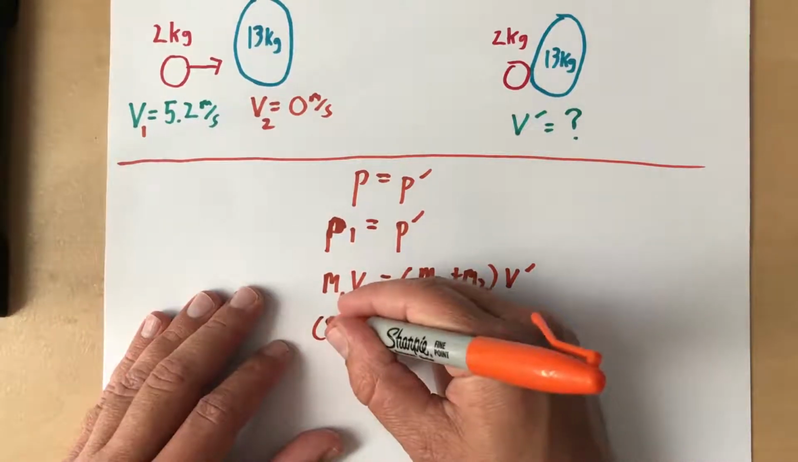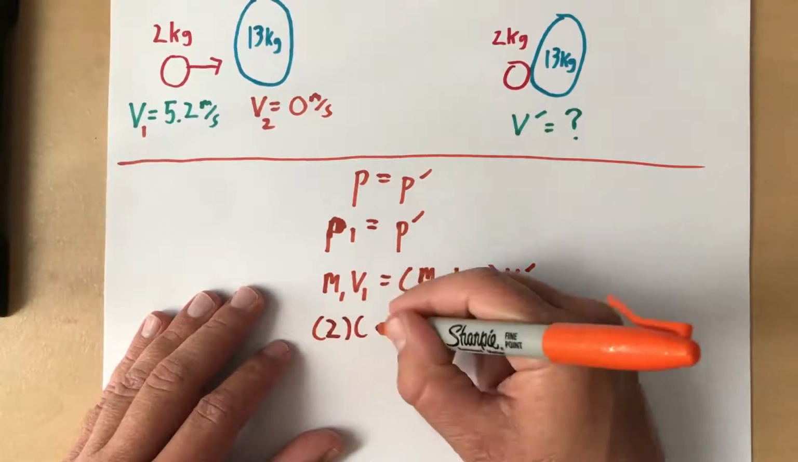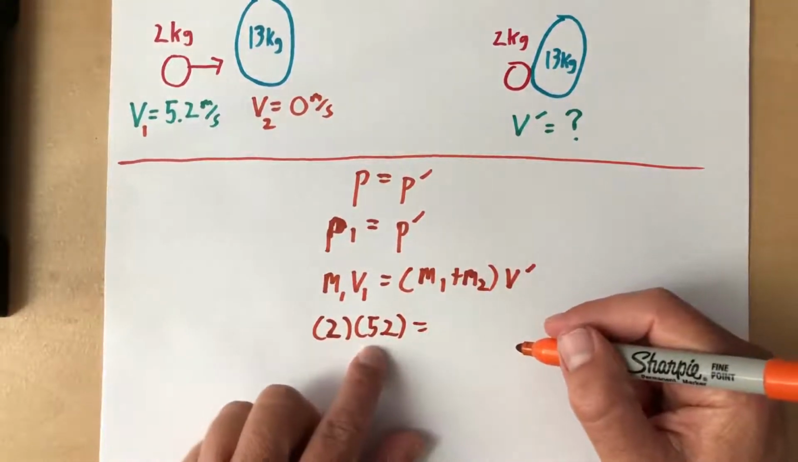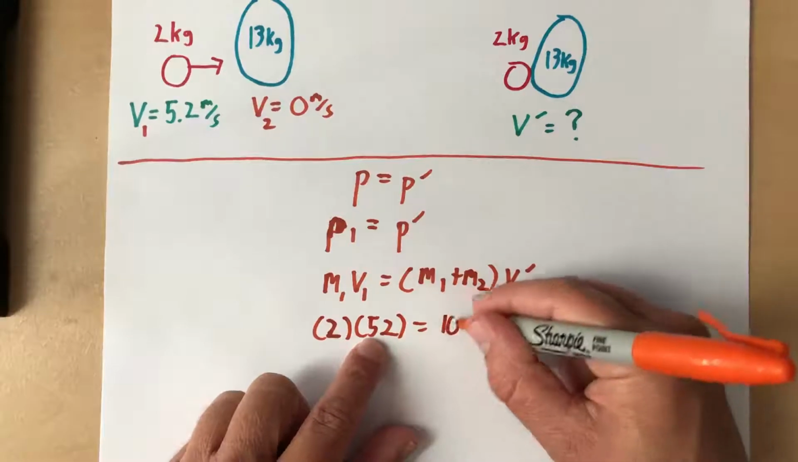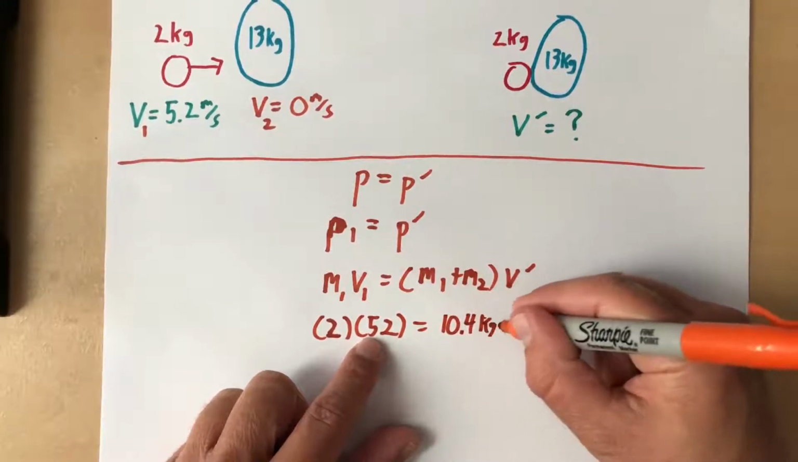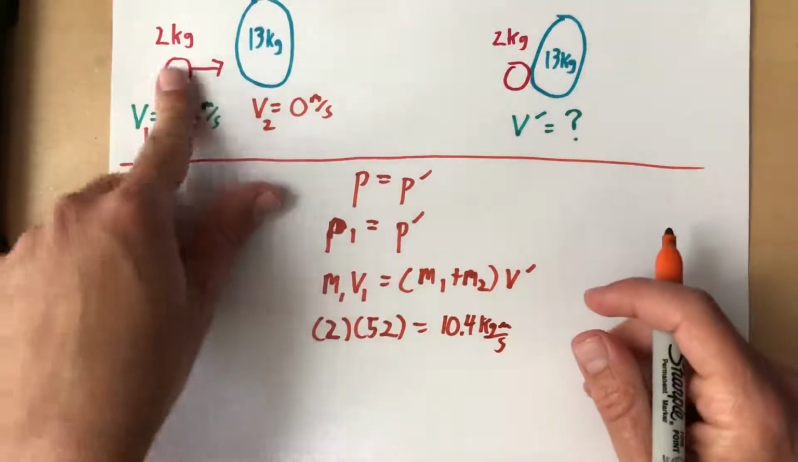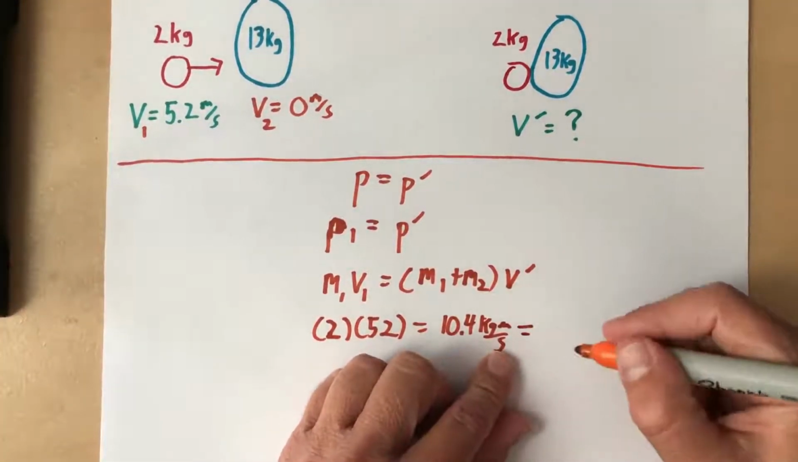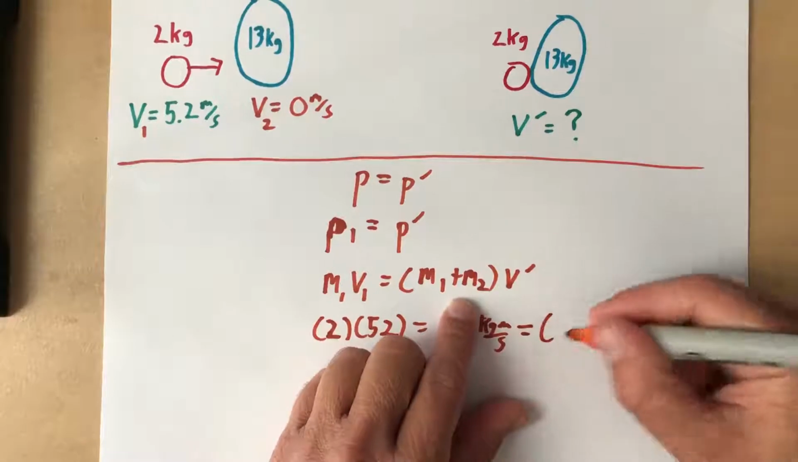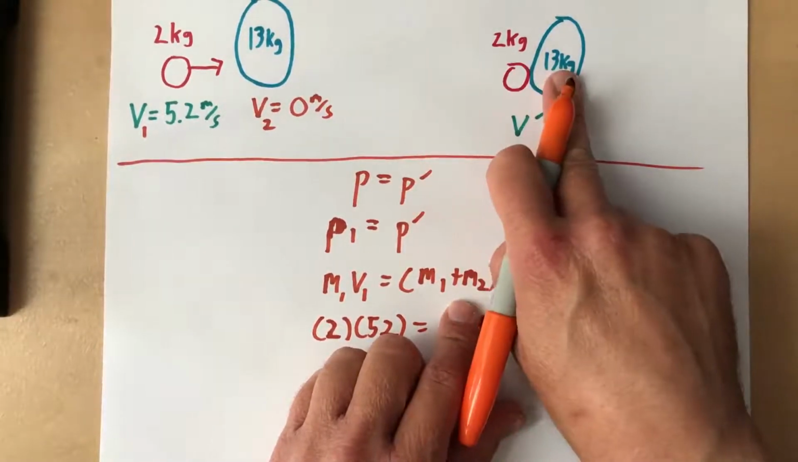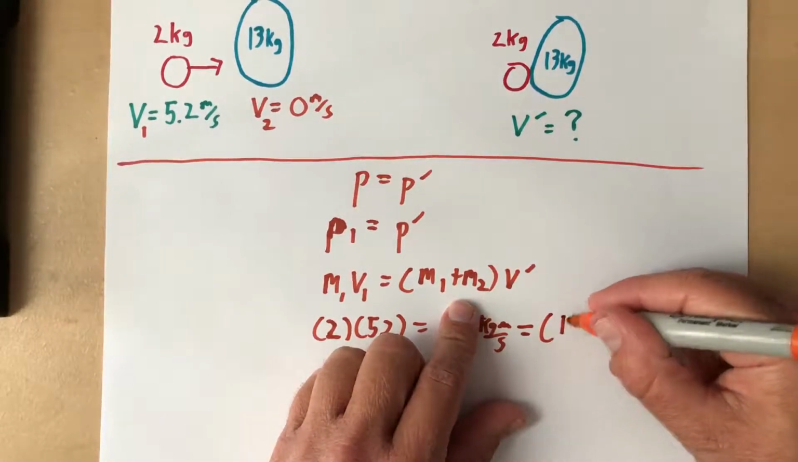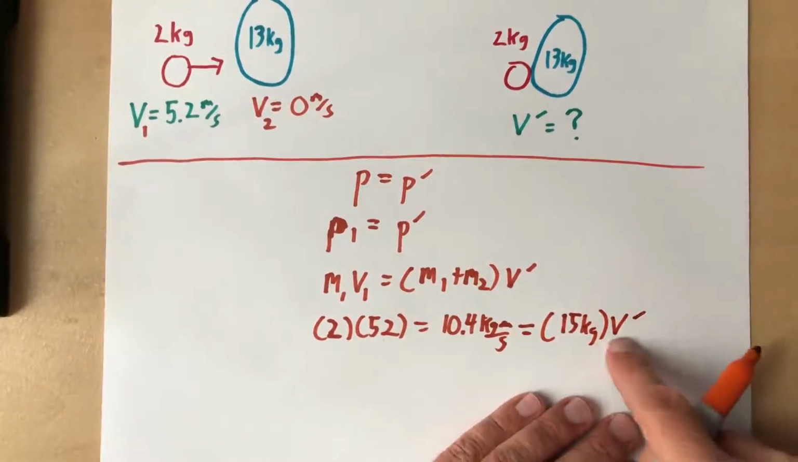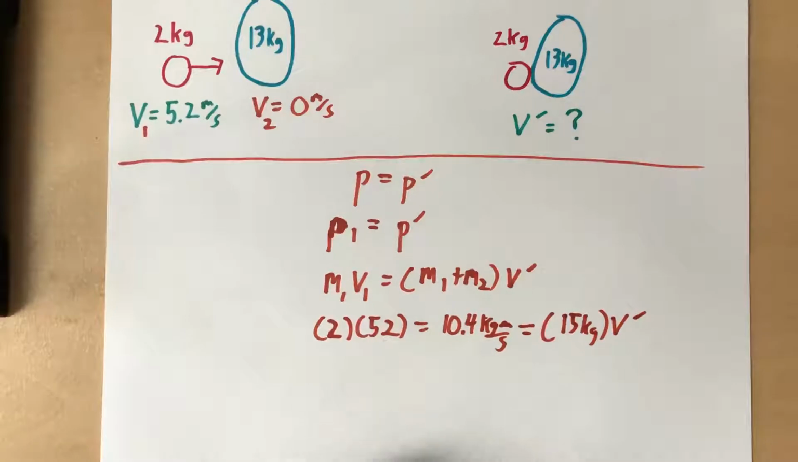So when we go to plug these in, we can see we got 2 kilograms. We're going 5.2 meters per second. I'm going to go ahead and solve for that because you can do that in your head. You're going to get 10.4 kilogram meters per second of momentum before for the whole system. That means that's going to be the total momentum of the system afterwards. So now let's plug in for this. We know we have a combined mass of 2 kilograms and 13 kilograms. So overall we have 15 kilograms moving. So at what speed must it be moving to get 10.4?